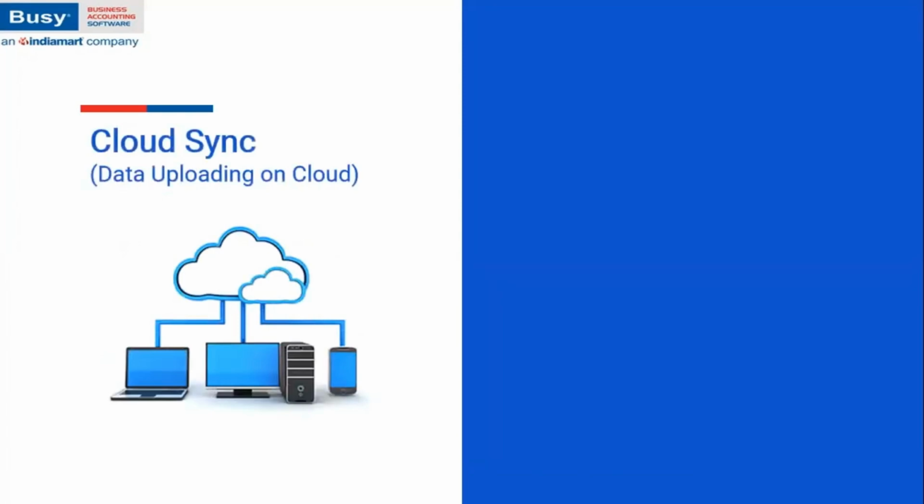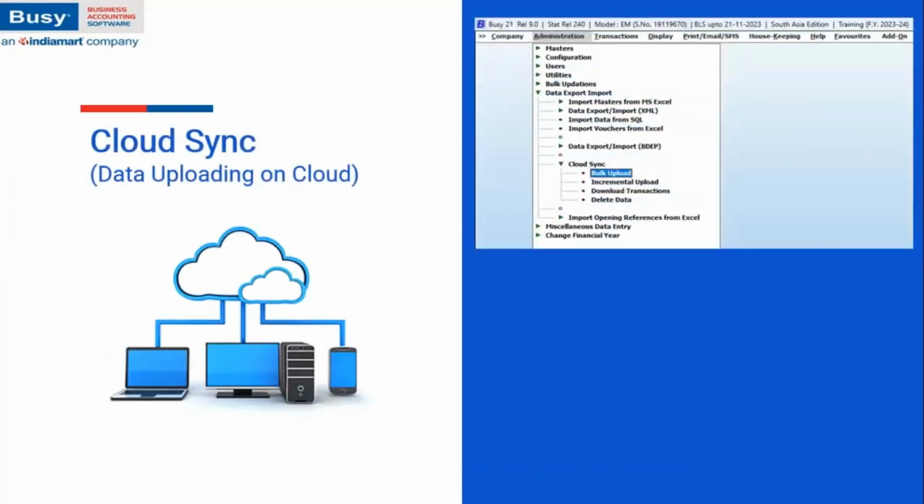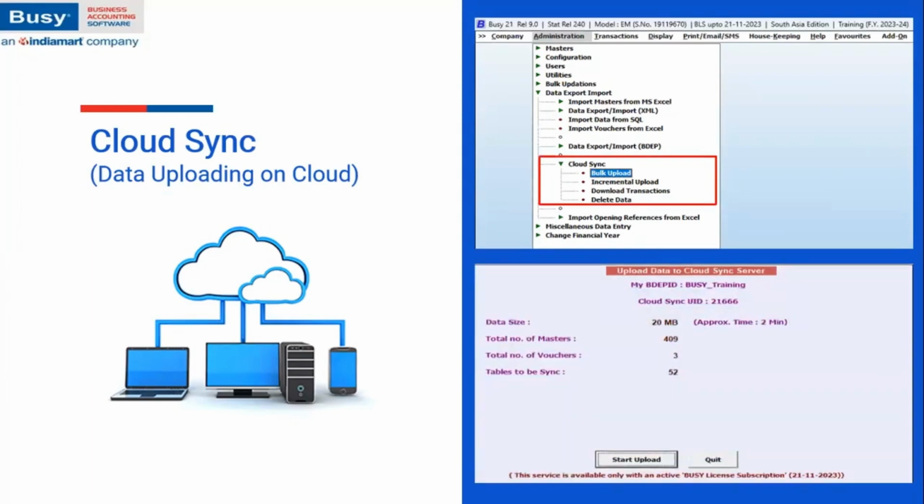And this is the cloud sync, uploading data on the cloud. Here you see the screenshot of the particular cloud sync option. In the administration panel, we have the cloud sync. There we will get the bulk upload. Click on that. This is the cloud bulk upload. And below that, we have the incremental upload also.